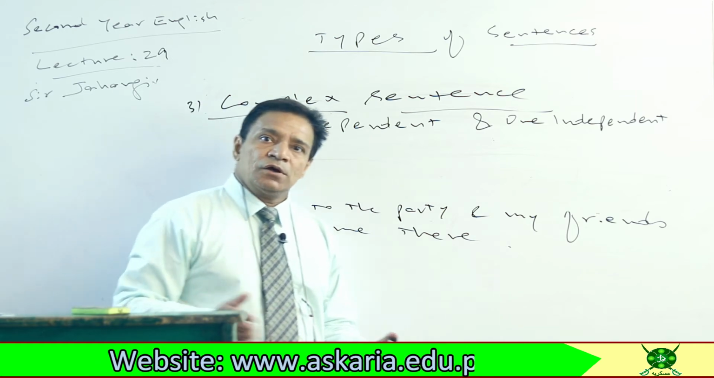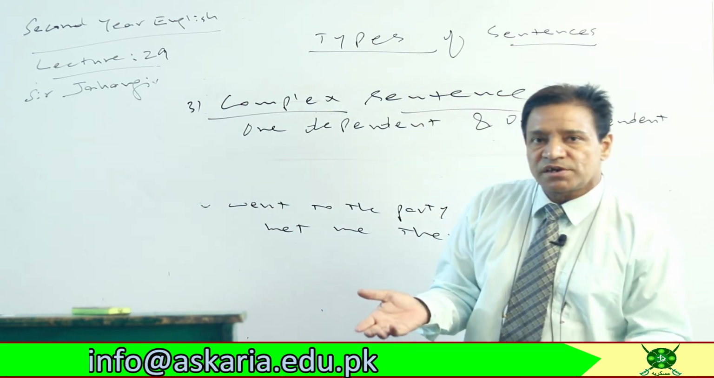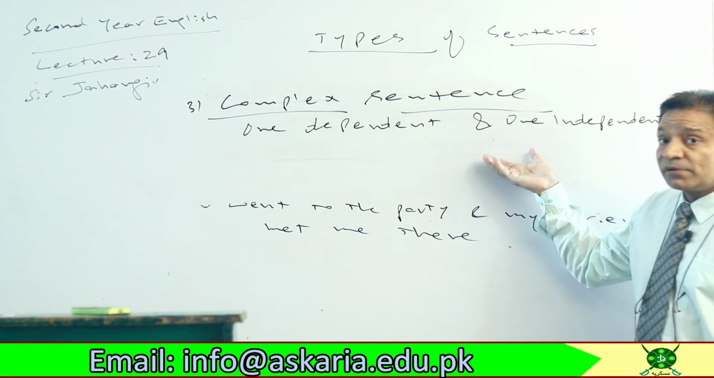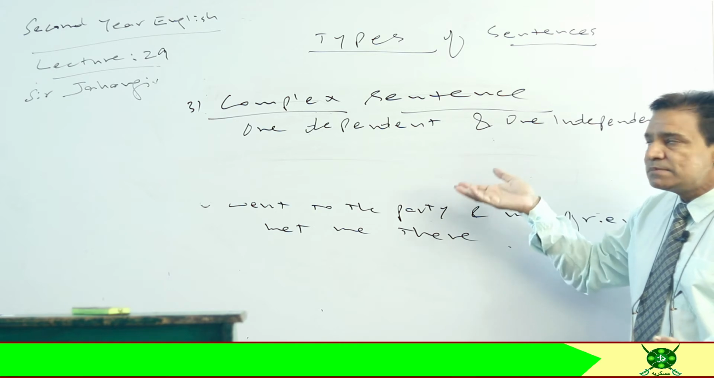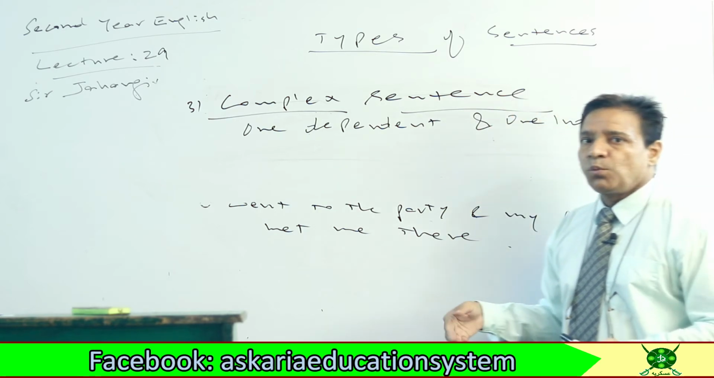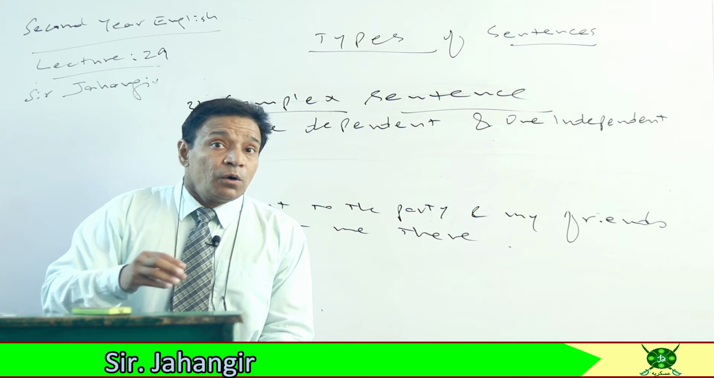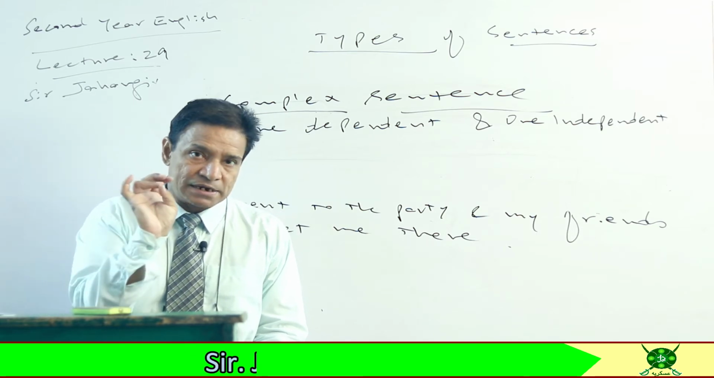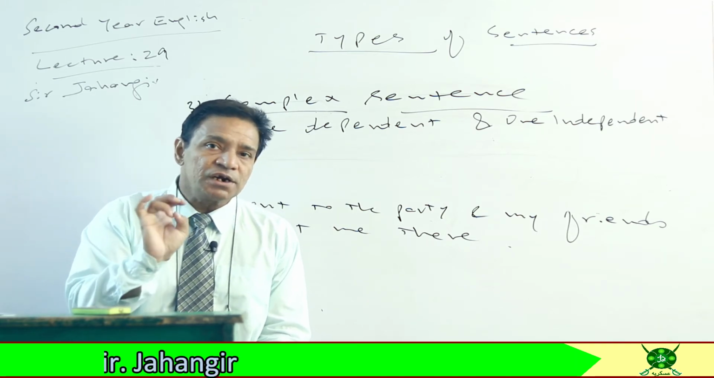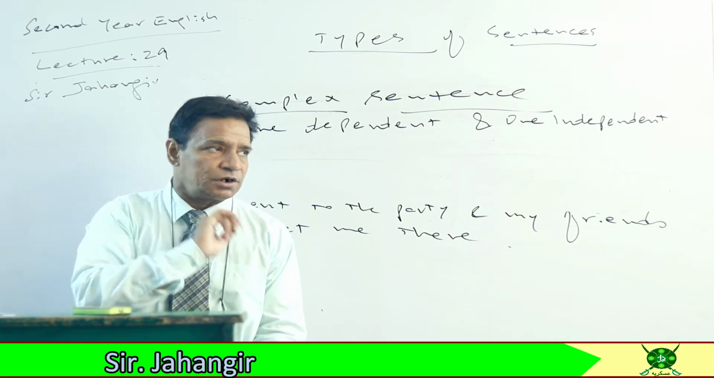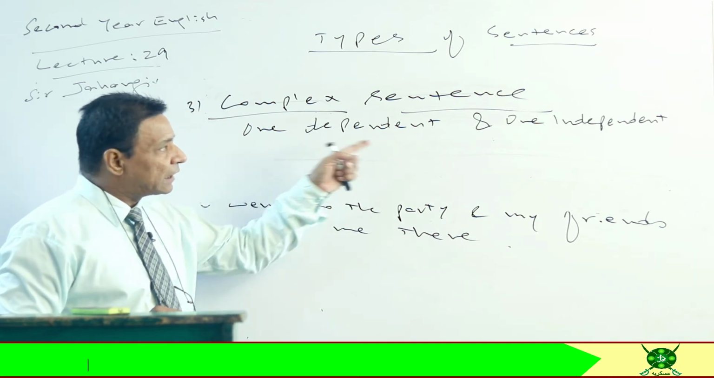So we are talking about the function of the sentence, and what we are talking about here is the structure. This is the main difference between the types and kinds, because whenever I normally ask a student what the difference is, they say these are the type, these are the kind. The main difference is function and structure. Okay, so one dependent and one independent.